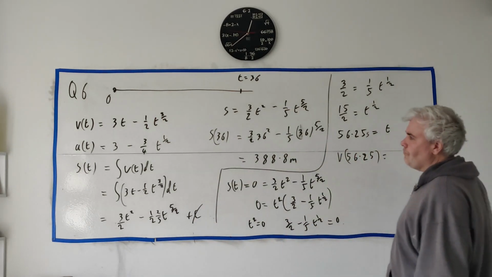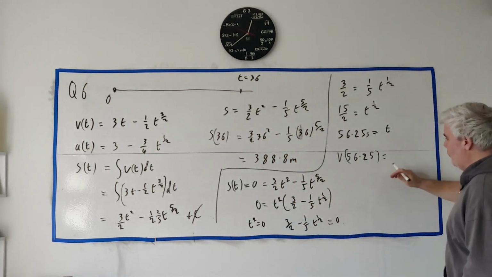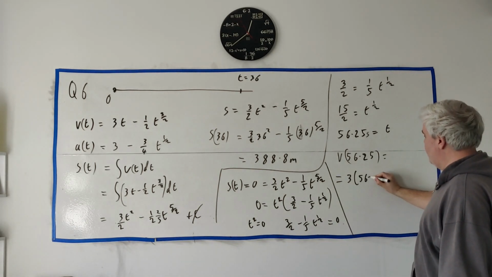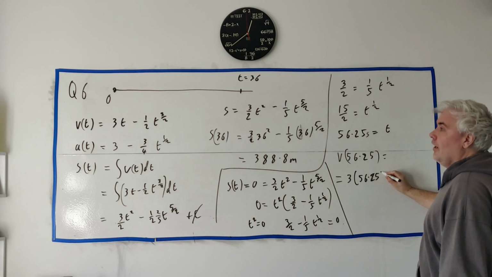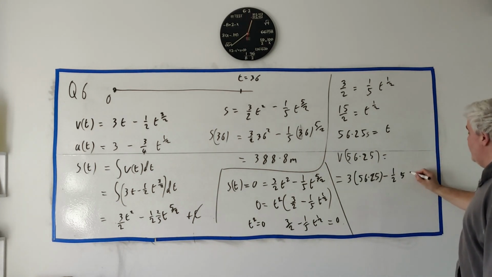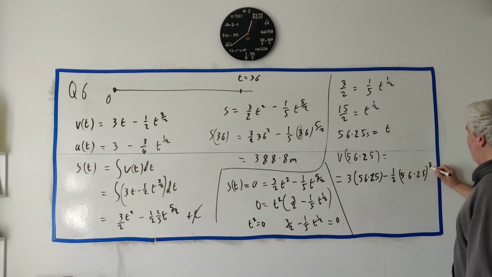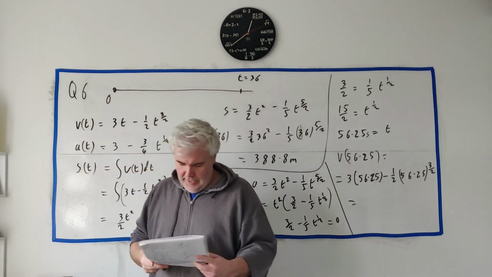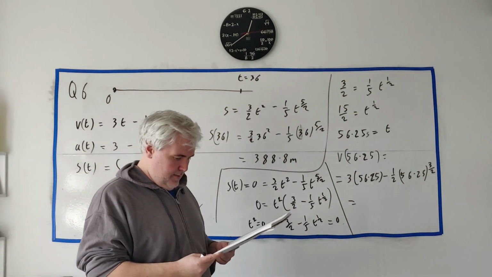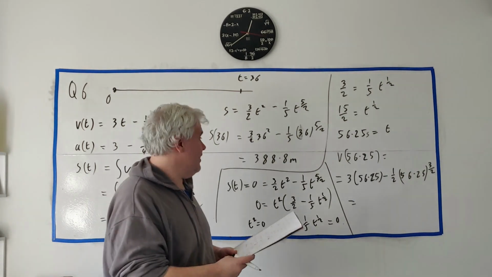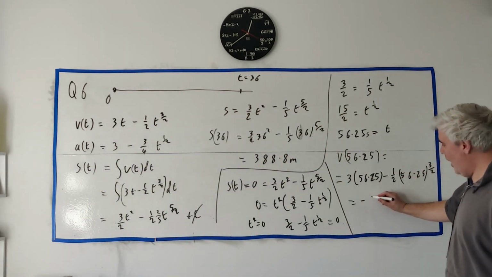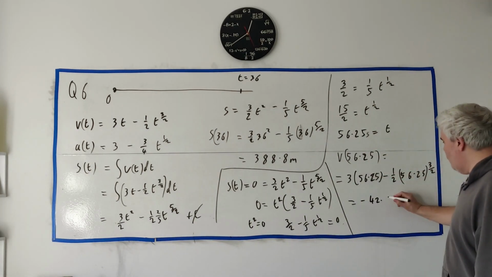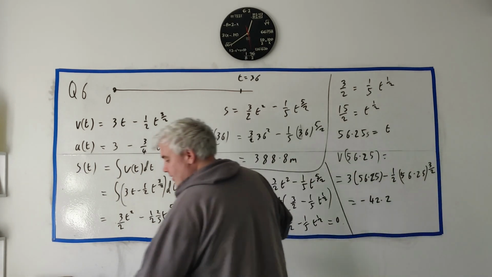So velocity is 3, do I have enough room here? Let's put the equals down here. It's 3 multiplied by 56.25 to the power of minus a half, minus 56.25 to the power of 3 over 2. Again, you can put all that into the calculator. Do I have the wrong number? Oh no, there it is there. Put all that into a calculator and you will get minus 42.1875, which rounds to minus 42.2. That looks like the answer.